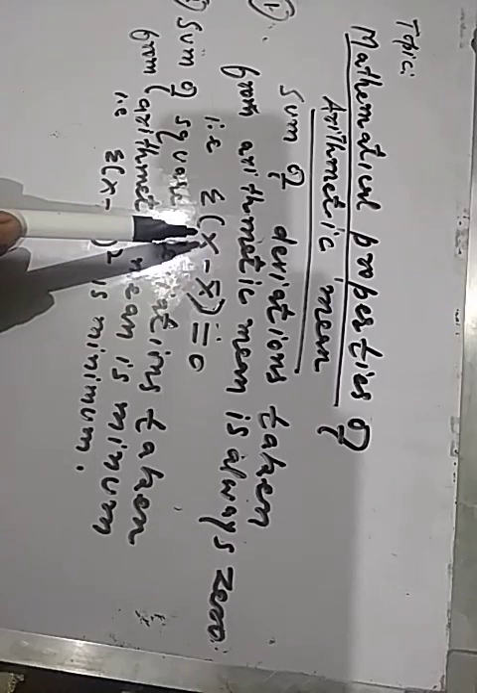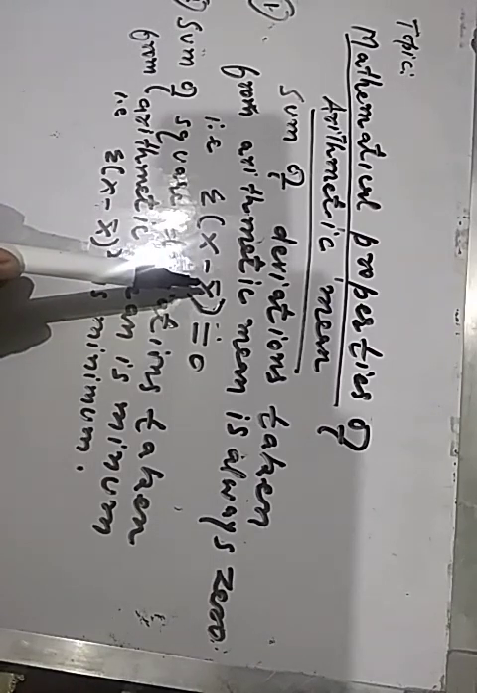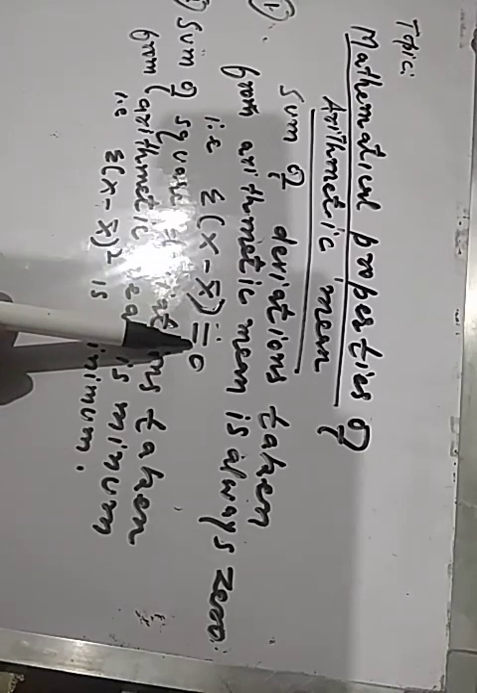It means that when the different values of variable x are subtracted by the value of arithmetic mean, their addition, their summation will be equal to 0.